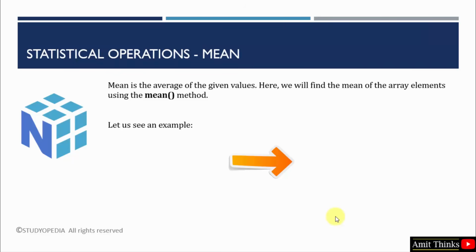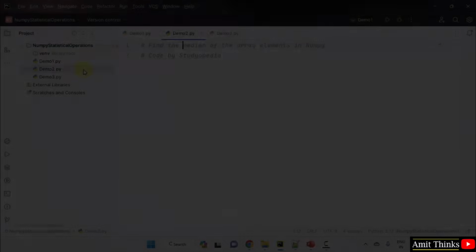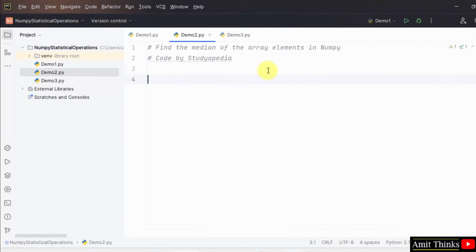So we found the mean of the given values, that is the average of the given values, using the mean method in NumPy. Now we will find the median of the array values. Median is used to find the middle value of the given values using the median method. Let's see an example.